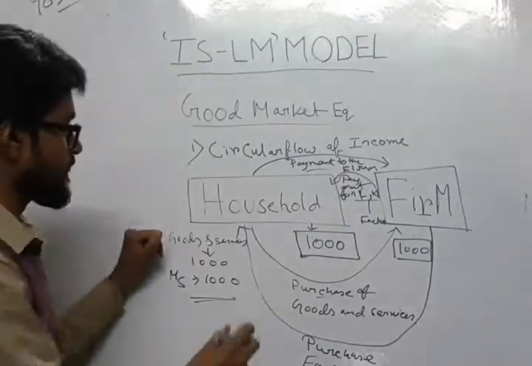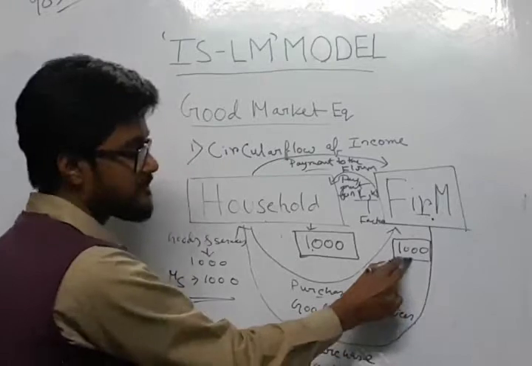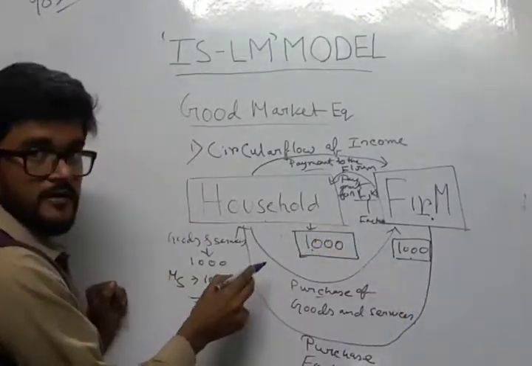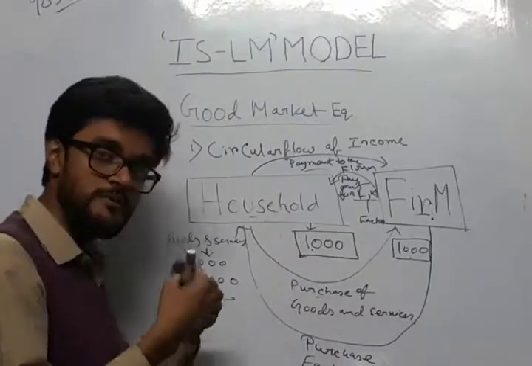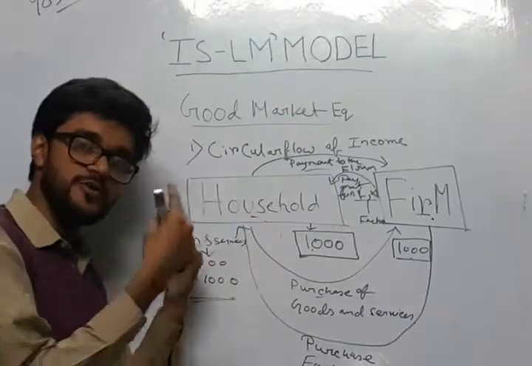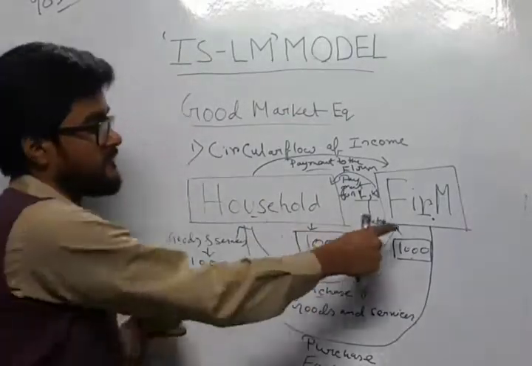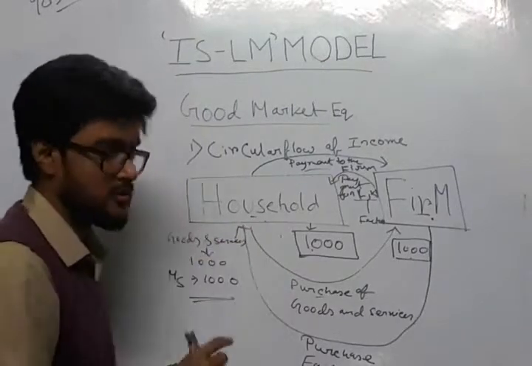Now see, the household will give this 1,000 rupees to the firm and buy the products from the firm. Okay, so I am repeating again. The household will pay 1,000 rupees for the goods and services that he is going to buy from the firm, and the firm will earn that 1,000 rupees from the household.